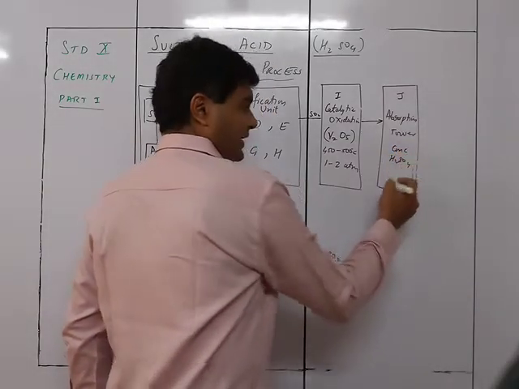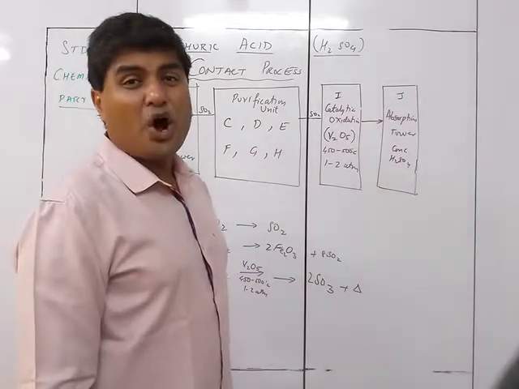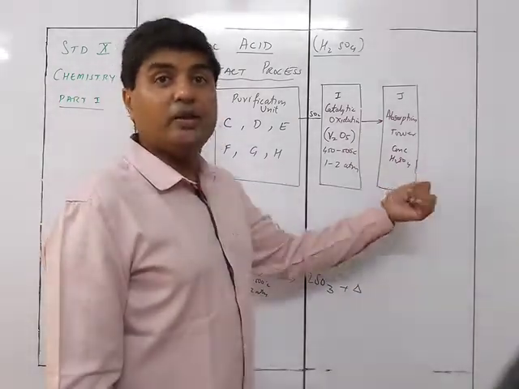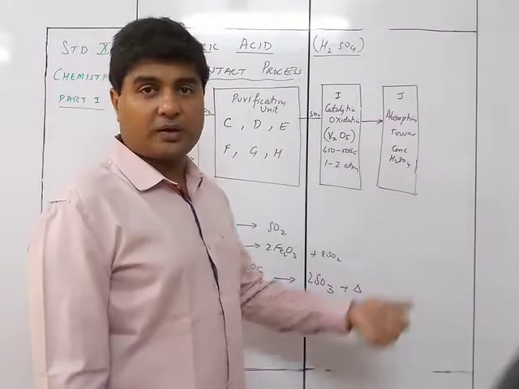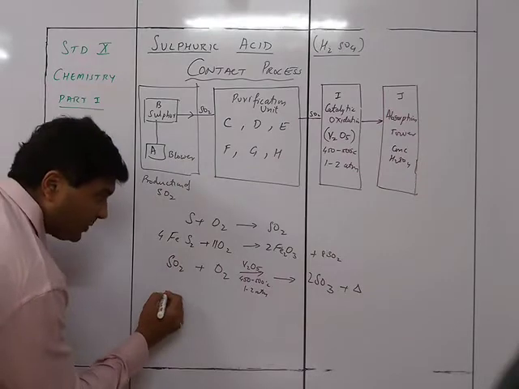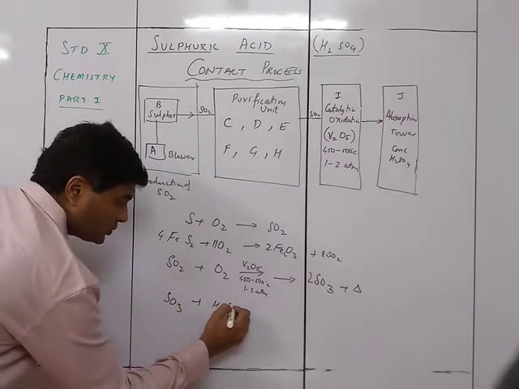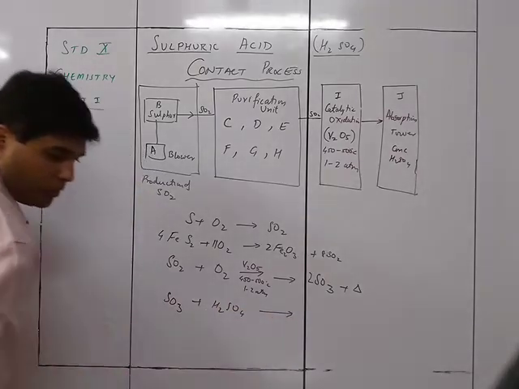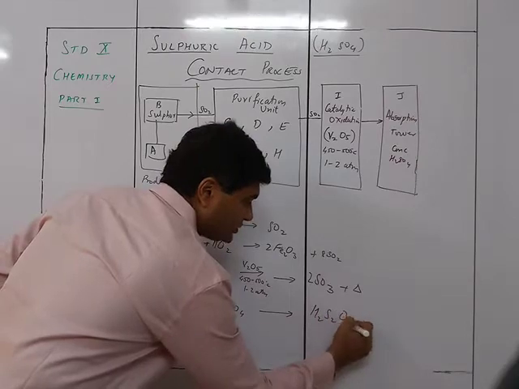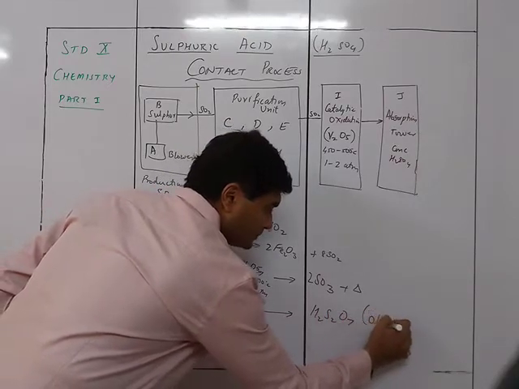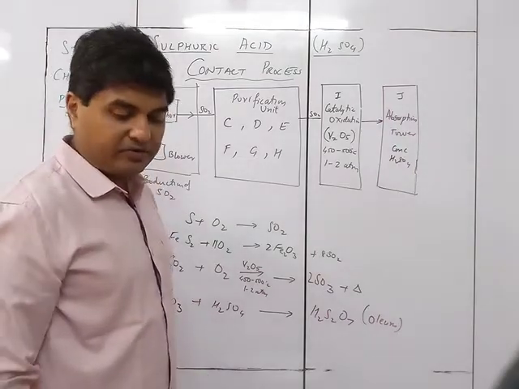So here again the surprising part is that you are using H2SO4 as a raw material. Yes, here it is going to be used up. Concentrated sulfuric acid will be used in this particular place. So here it is going to be SO3 plus H2SO4, which will give you H2S2O7, which is called oleum, or pyrosulfuric acid.